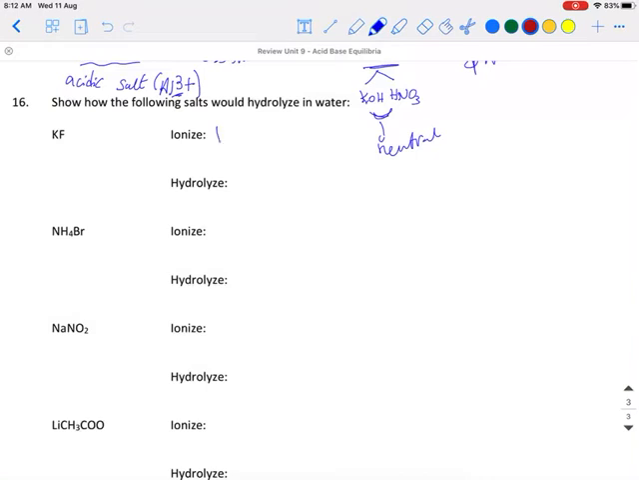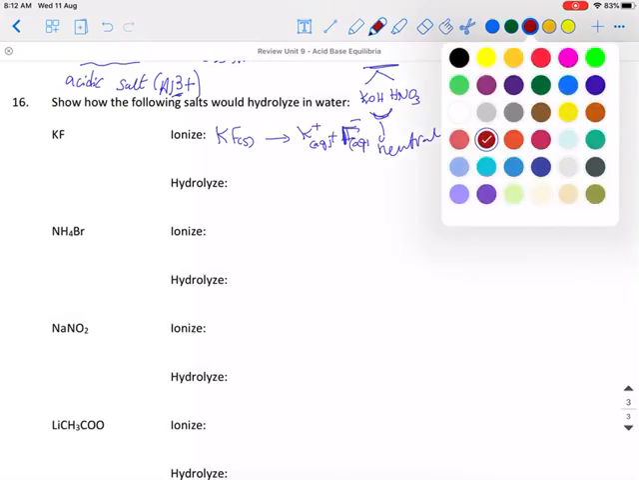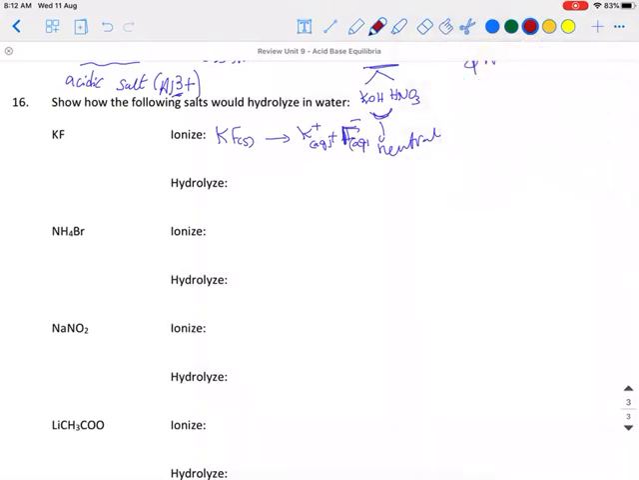Now show how the following salts would hydrolyze in water. I have KF. This salt, KF, in water gives the corresponding ions, K plus and F minus. Now, between these two ions, only F minus has affinity to water.